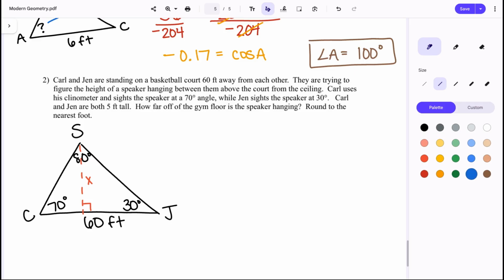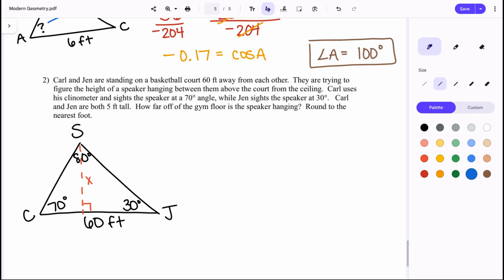All right, so I ultimately want to find X on the inside there. When I drew this picture in, that height in here, what kind of triangle did I create? A right triangle. So what I might want to do first is figure out how long one of these two sides are, either between Carl and the speaker, or between Jen and the speaker, and then I can go back to just looking at a right triangle and using some of my properties from the last unit with just regular sine, cosine, or tangent to figure out that X.